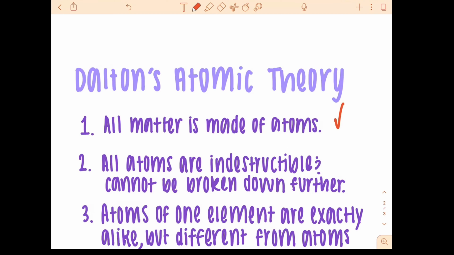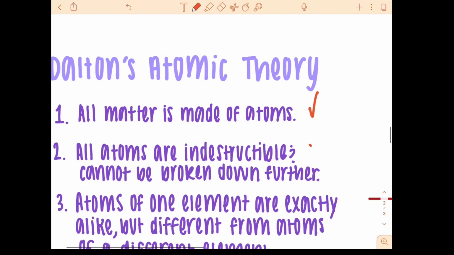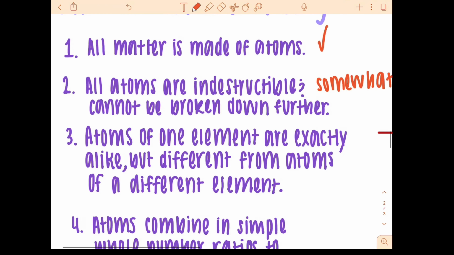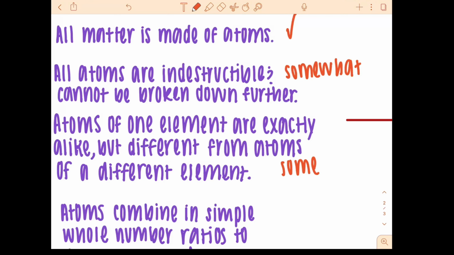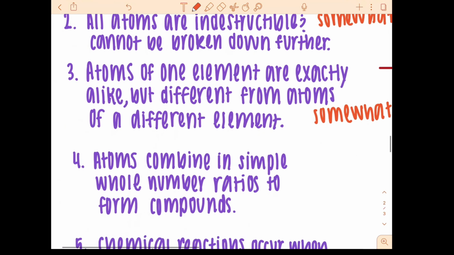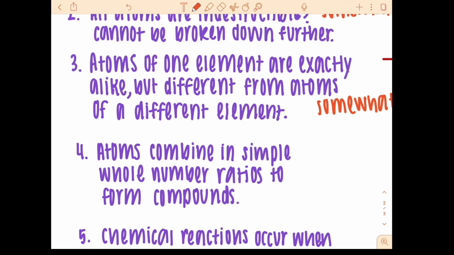Second part was that all atoms are indestructible and cannot be broken down further. So this was somewhat right. We revised it a little bit later because it wasn't absolutely correct. Third one was that atoms of one element are exactly alike, but different from atoms of a different element. So again, this is somewhat alike, and I'll explain that a little bit later. Fourth part was that atoms combine in simple whole number ratios to form compounds. Absolutely correct, and so this is still accepted today. Atoms are combining in simple whole number ratios and they're creating compounds, something we'll talk about later in the videos.